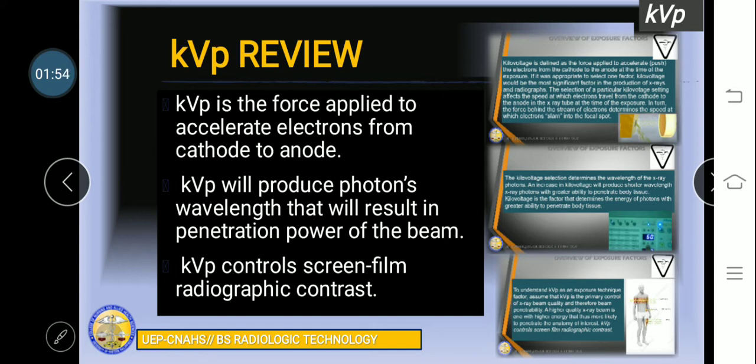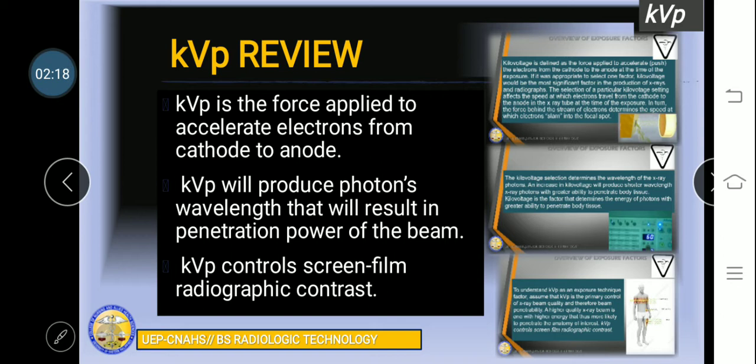And we said that an increase in kilovoltage will produce a shorter wavelength, which means a shorter wavelength will result in a greater ability to penetrate the body tissue. This is what we call penetration power. So the shorter the wavelength, the more penetrative is the radiation.